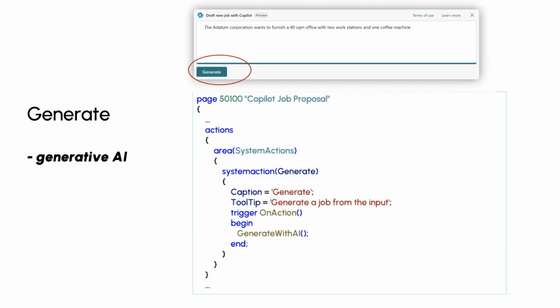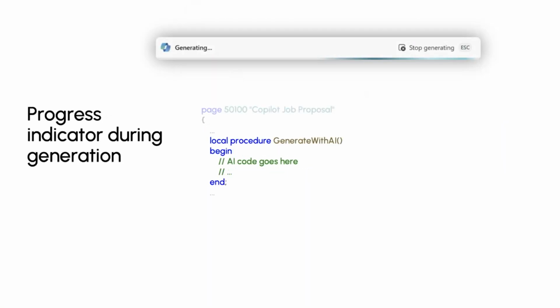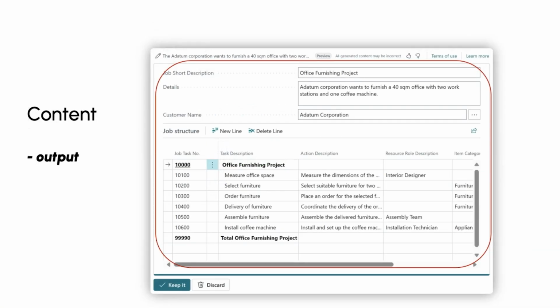Then there is an input screen, and then there is a generate action. When the user clicks on generate, some magic happens for the user, but actually it's you who builds this magic, with AI code. When your AI code runs, another screen appears, which is called generating. That's what users see. And then there is the output screen. This is the output from the Copilot, and it could be free text, or it could be structured text, like a table in the example here.